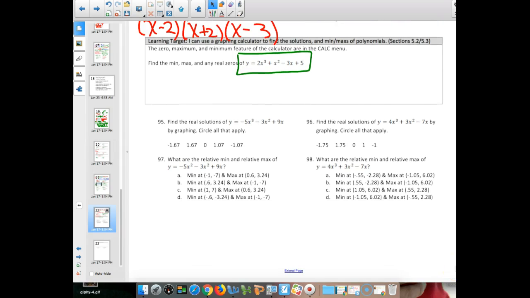So I'll give you guys these answers real quick. So this one actually, crazy. It crosses it 3 times. So it crosses here, here, and here. And this one, when we find our max and min, is this. And then here, here, and here. And our max and our min is this.